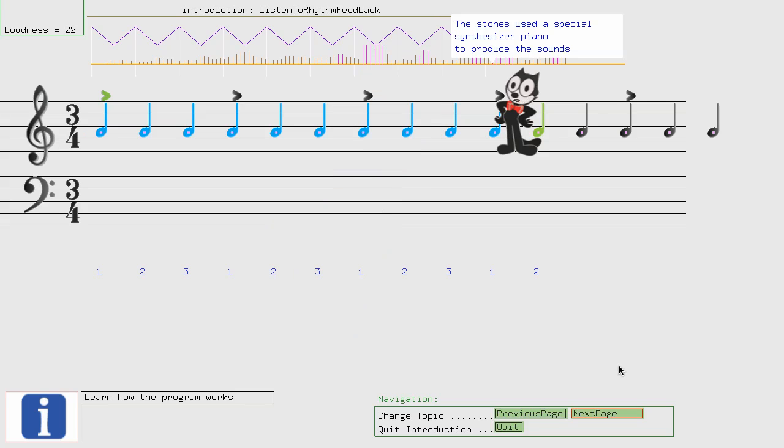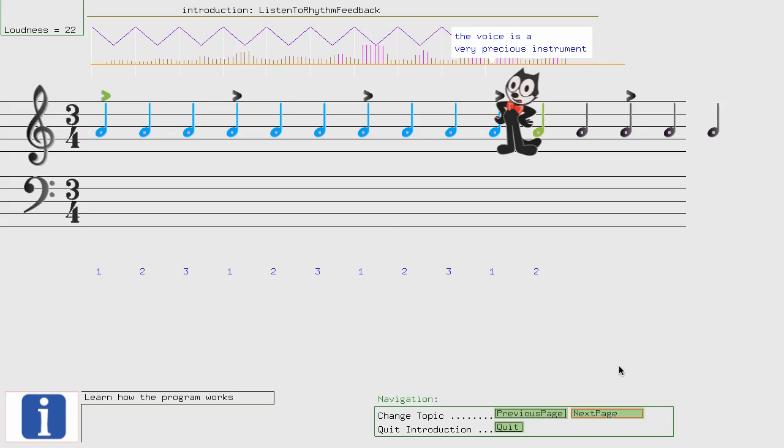The Stones used a special synthesizer piano to produce the sounds. Every instrument has its own characteristics. For example, a piano can only play distinct notes which correspond to the keys. A guitar has frets, but strings can be bent to change their physical behavior and thus produce tones in between.